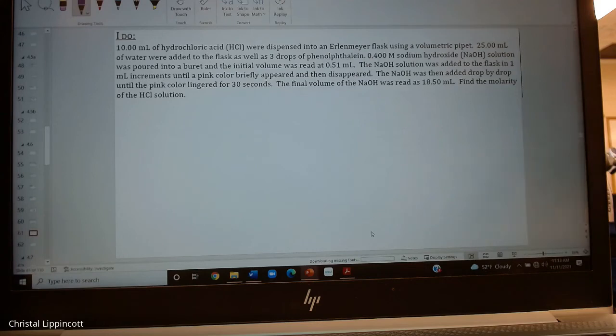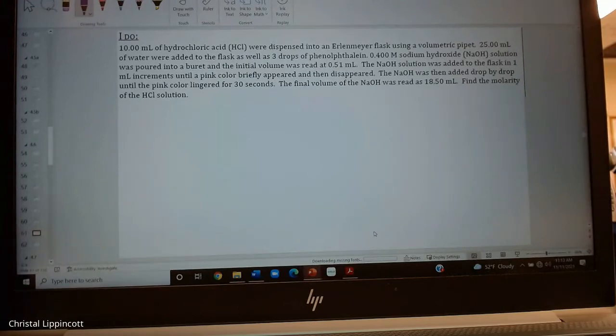All right, here we go. So for this guy, we've got hydrochloric acid. We're dispensing that into an Erlenmeyer flask, and then they're adding 25 mils of water in, and then 3 drops of phenolphthalein. That is just going to indicate by turning pink when your equivalence point is between the hydrochloric and the sodium hydroxide. Okay, so at this point we have 10 mils of acid and we have 25 mils of water that have been added. They've got our phenolphthalein in there.